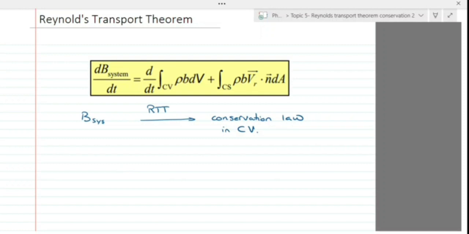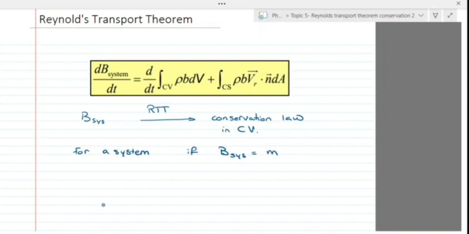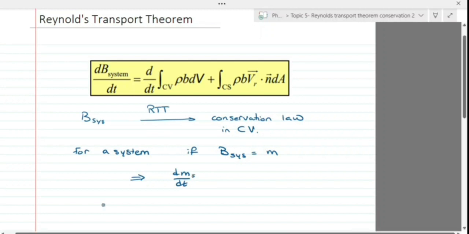As an example of that, I'm going to start with a study of the conservation of mass. So we know that we can apply the conservation of mass law from a system to a control volume. We know that for a system, if B system is basically the mass, then by definition dB by dt becomes dm by dt for a system, and this is basically equal to 0 by definition because a system is defined as a quantity of matter, and thus this quantity has to be fixed.